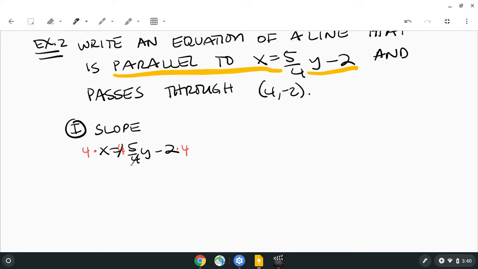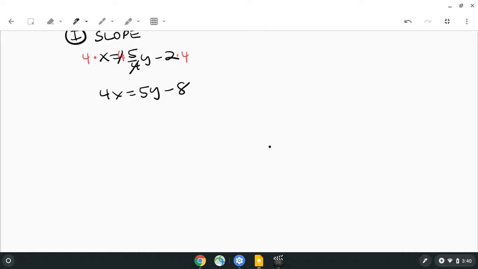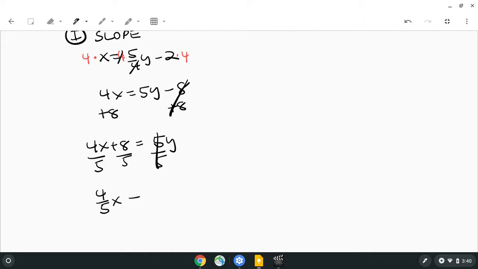Okay. All right. So 4x equals 5y minus 8. Okay. So this makes it a little bit easier to work with. So I can go ahead and solve for y, add 8 to both sides. Okay. 4x plus 8 equals 5y. And then divide both sides by 5. So 4/5 x plus 8/5 equals y.